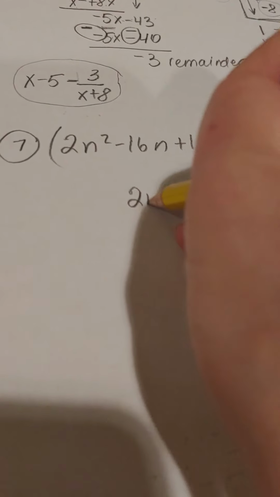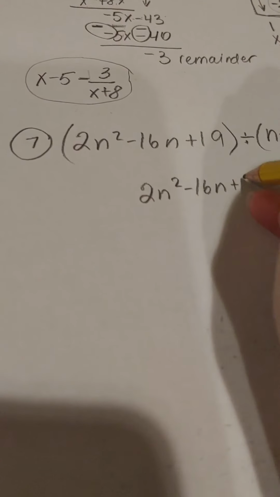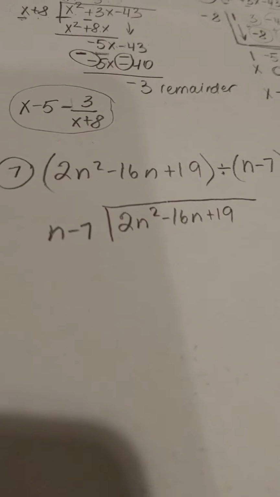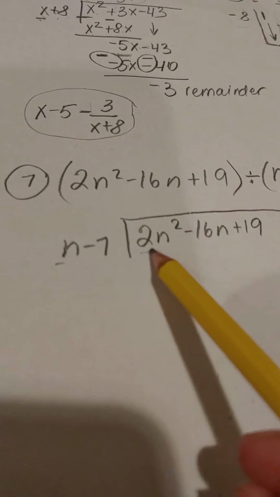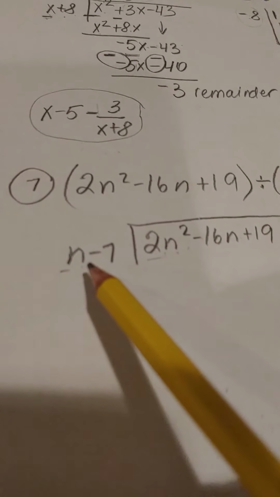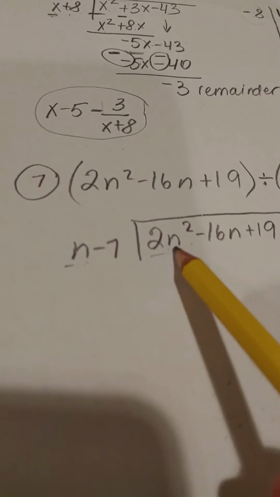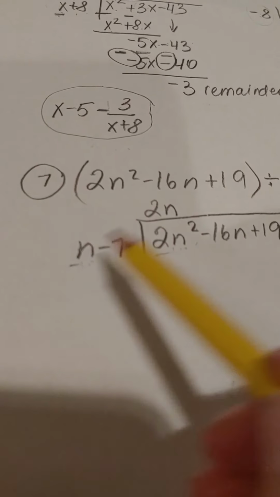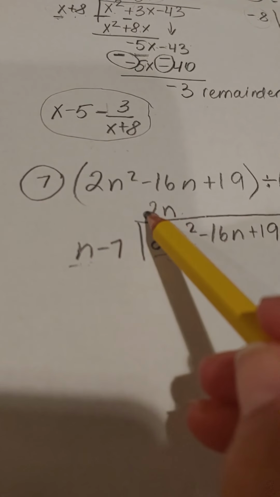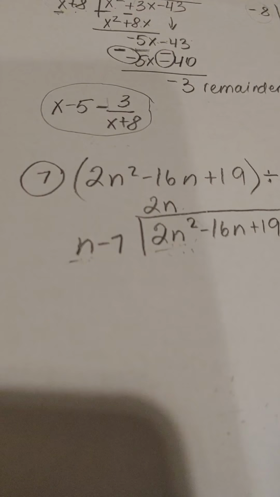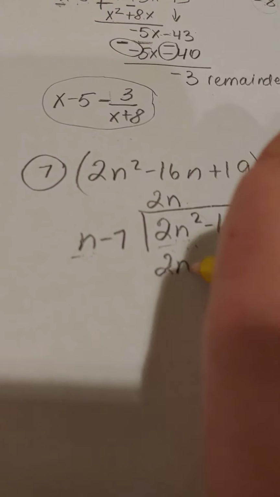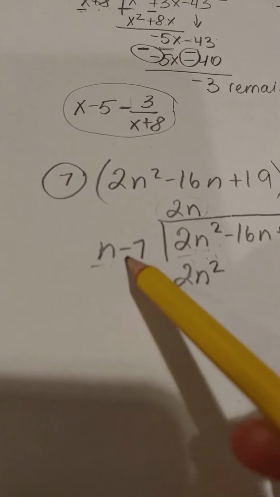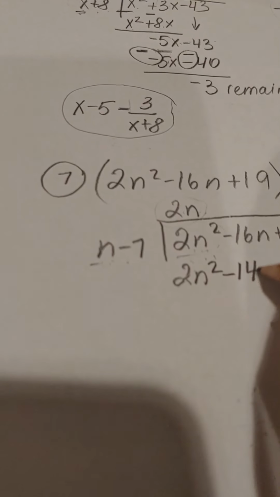So first I'm going to long divide, so I have to copy this. And I'm going to divide it by n minus 7. So the first thing I'm asking myself, by looking at these two terms, is n times what would give me 2n squared? And the answer is 2n. 2n times n is 2n squared. So I'm going to put this answer down. Now, negative 7 has to be multiplied by 2n. Negative 7 times 2n is negative 14n.